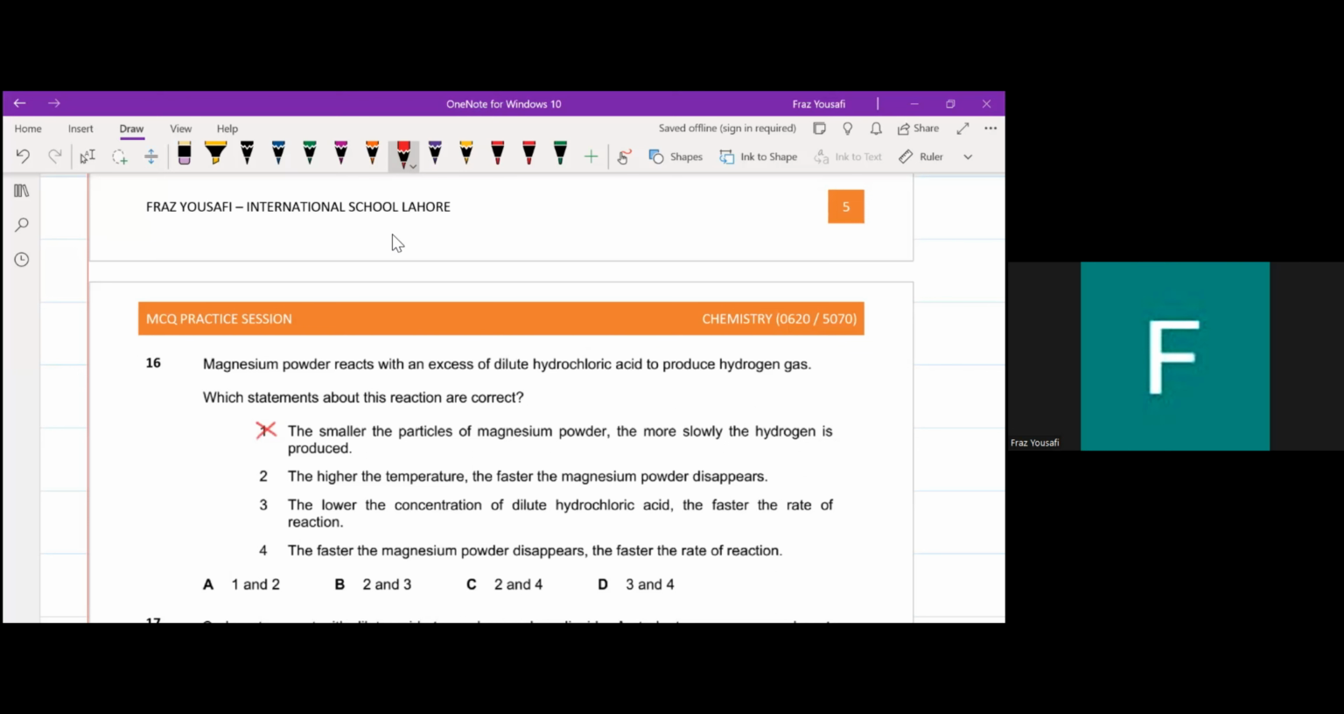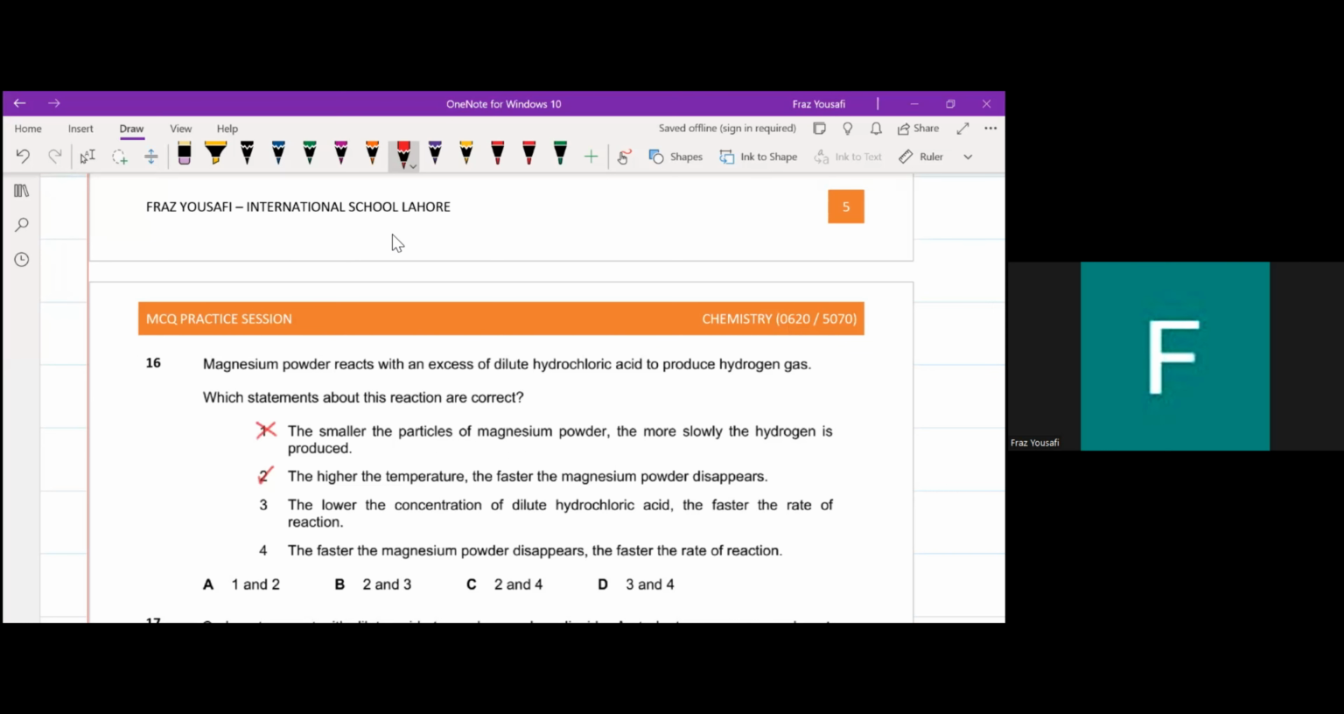The higher the temperature, the faster. Now you can tick that. That one's the easiest one. Temperature is the one we tend to remember the most easily. Temperature goes up, particles have more energy, more of them have energy greater than or equal to activation energy, and the frequency of effective collisions goes up. All right, so as temperature goes up, rate goes up.